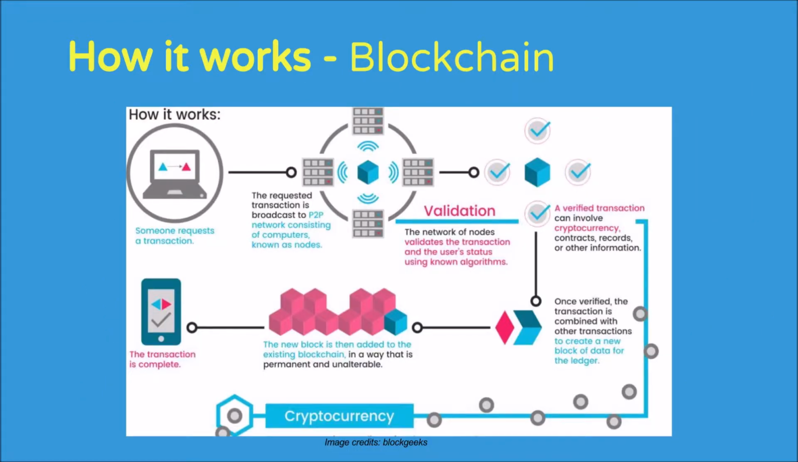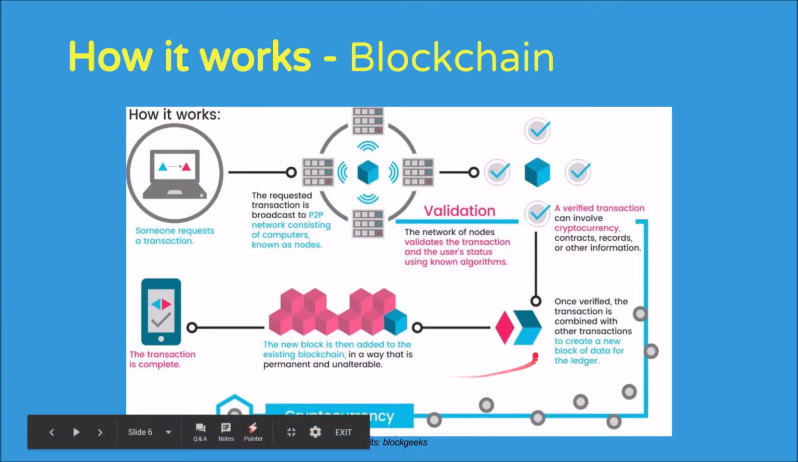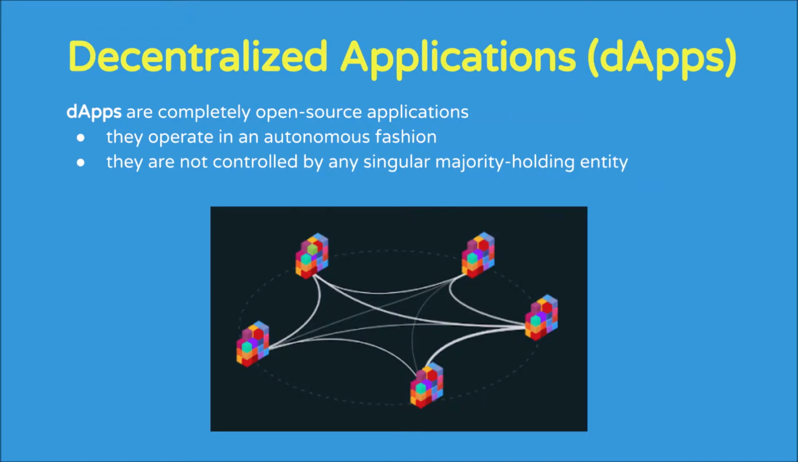Let's take a deeper look. It starts with someone requesting a transaction, which is then broadcast to the entire network. The transaction is validated and verified by a network of nodes. Once the transaction is verified, it is combined with other similar transactions to create a new block of data for the open ledger. The new block is then added to the blockchain in an unalterable and permanent way. This completes the transaction.